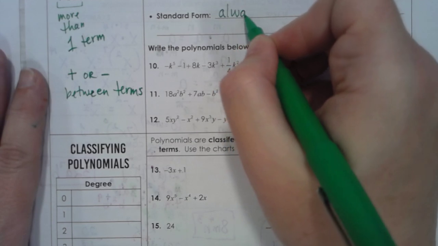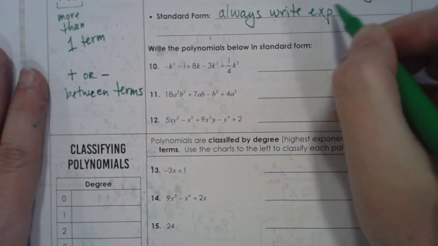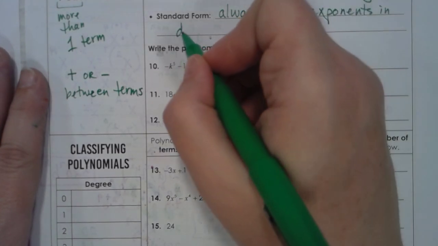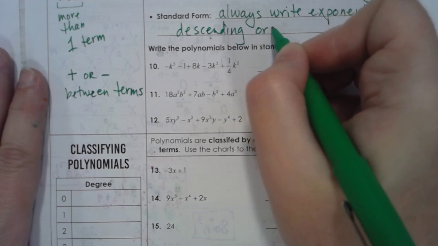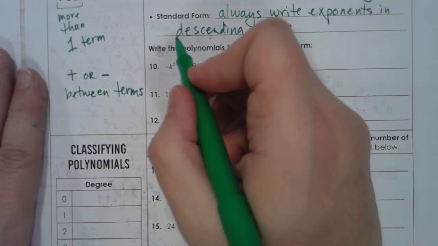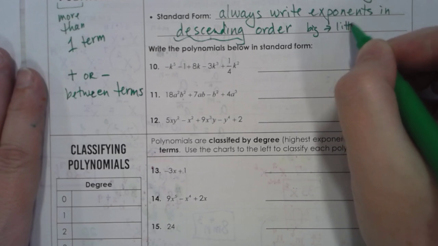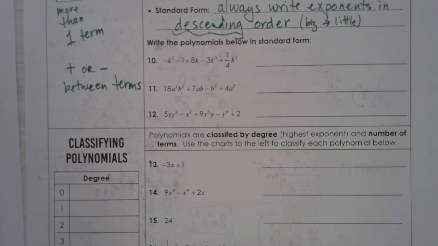When we're asked to put it in standard form, we always write our exponents in descending order. Write the exponents in descending order. That means from big to little. Descending. So it's really easy if you only have one variable.